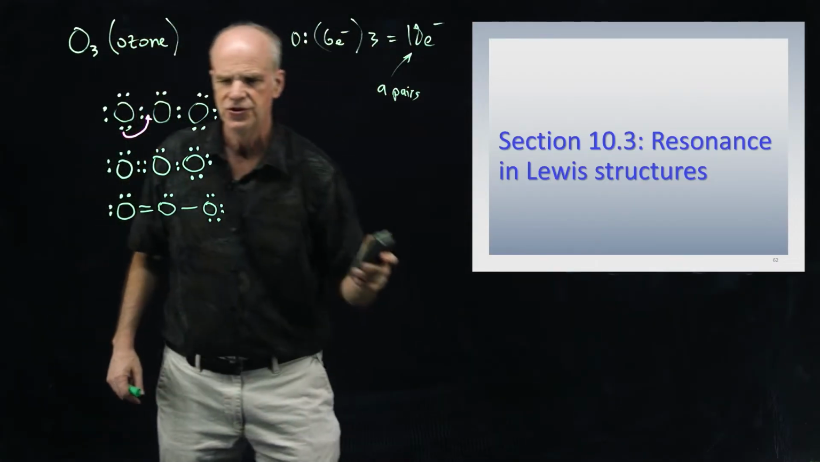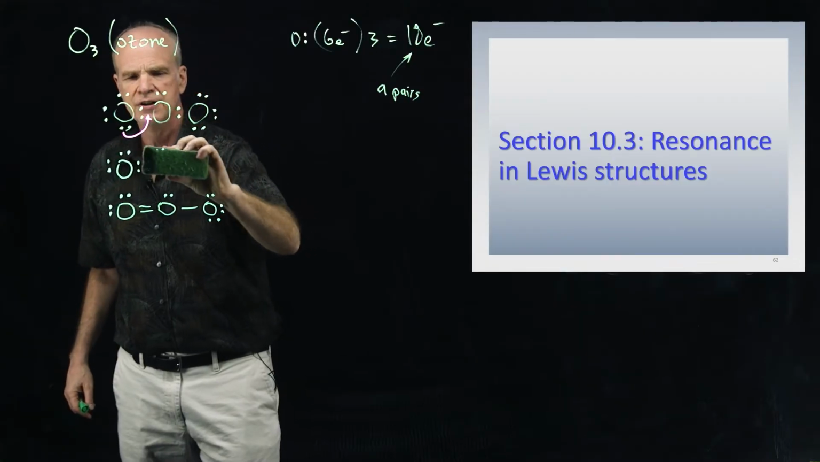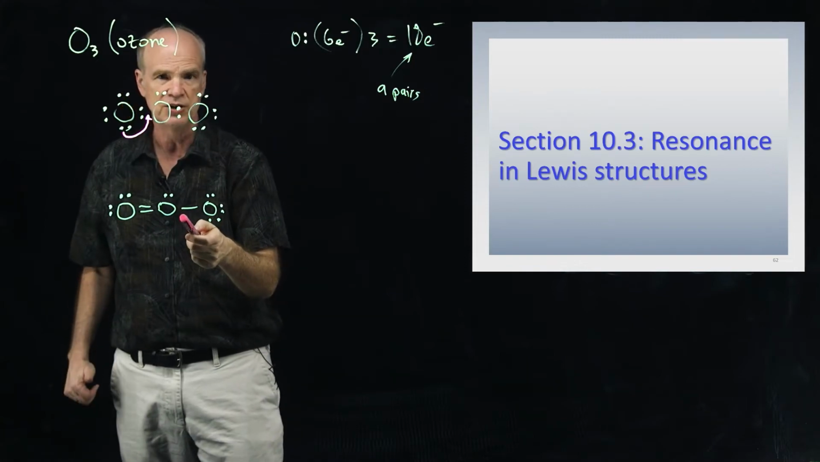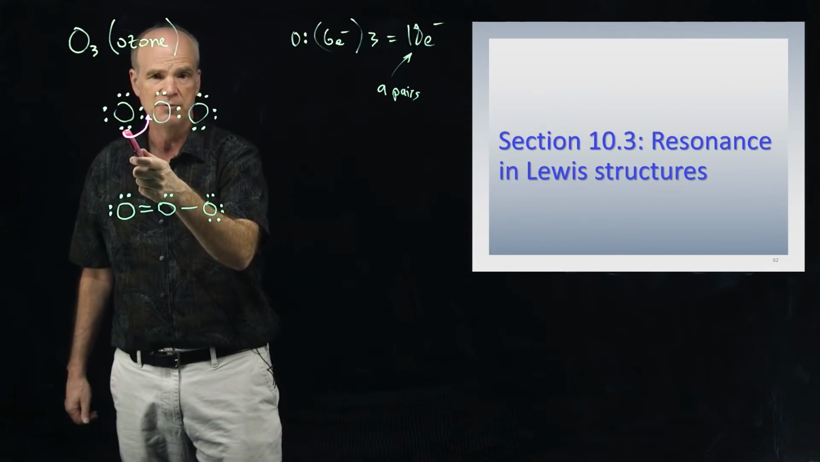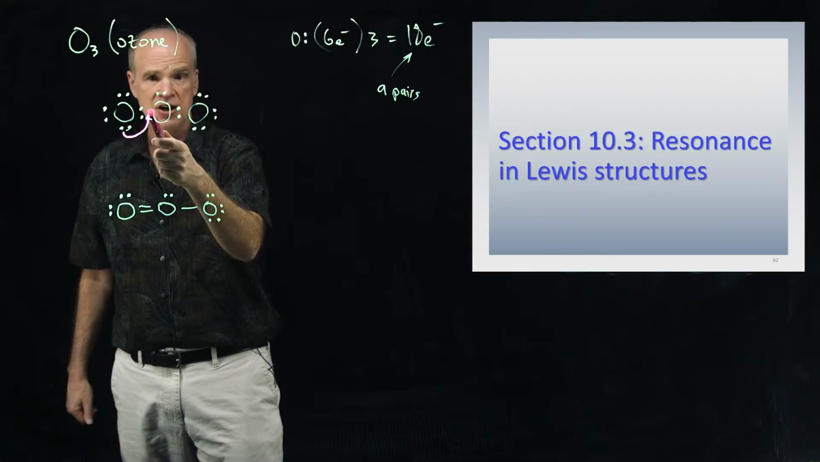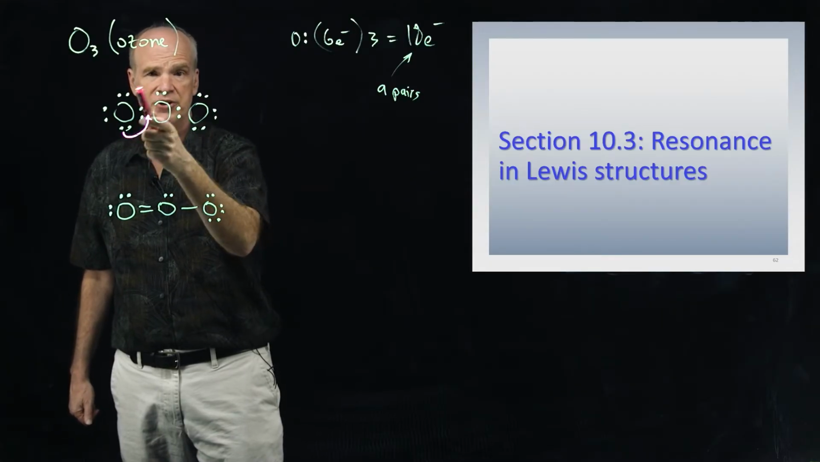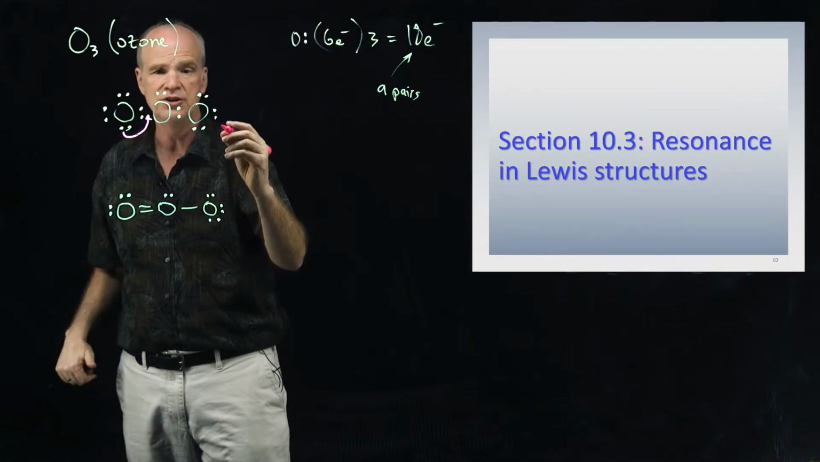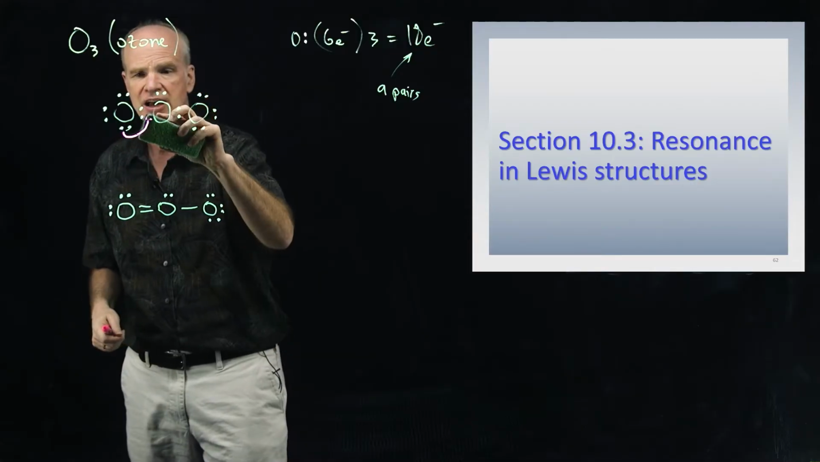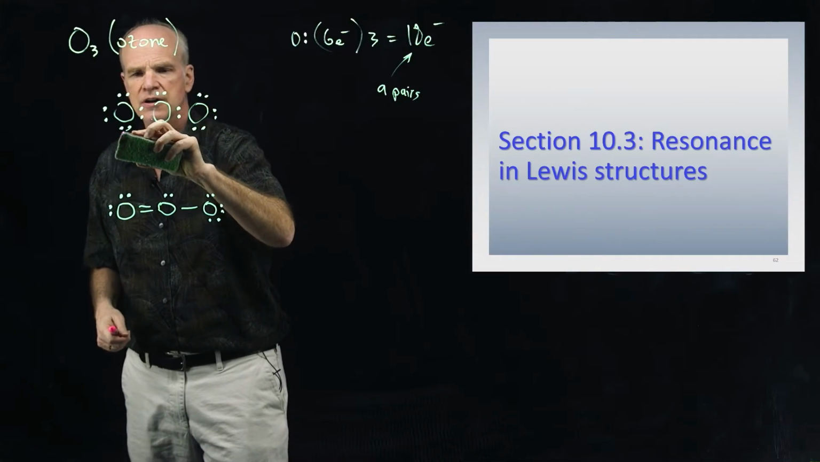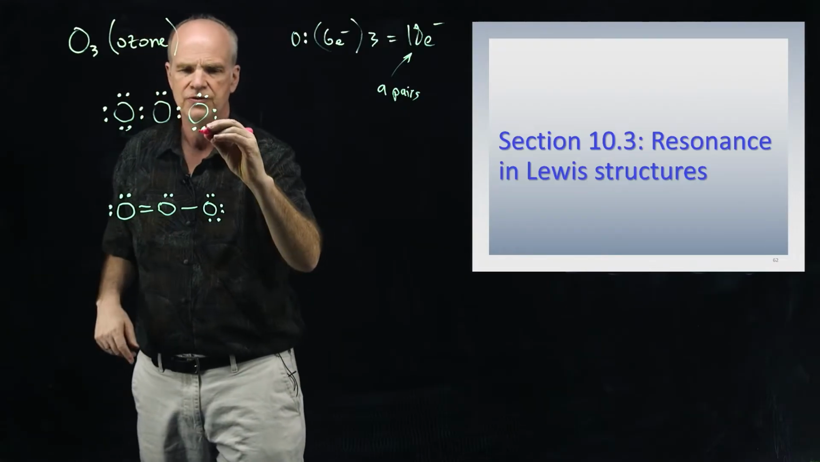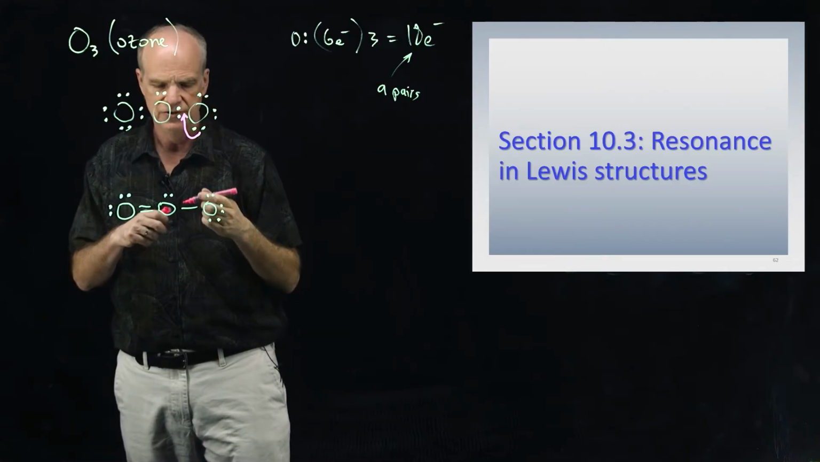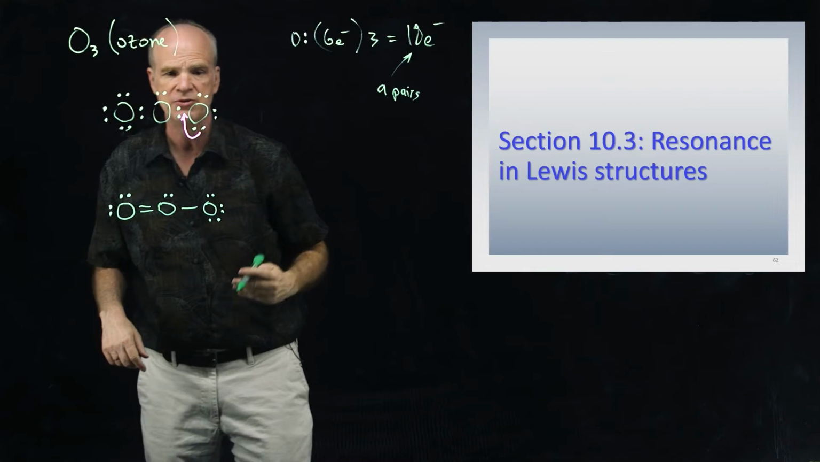Now, just for clarity, let me erase this and point out something to you. The way we created this perfectly good Lewis structure is we moved this lone pair from the left oxygen to become a shared pair so that all oxygen atoms here would have an octet. But you don't necessarily have to move that lone pair from the left oxygen. You could have moved this lone pair from the right oxygen. So that's what I'm going to do now. Let's move this pair from the right oxygen into the bond between the central oxygen atom and the right oxygen atom and see what we get.